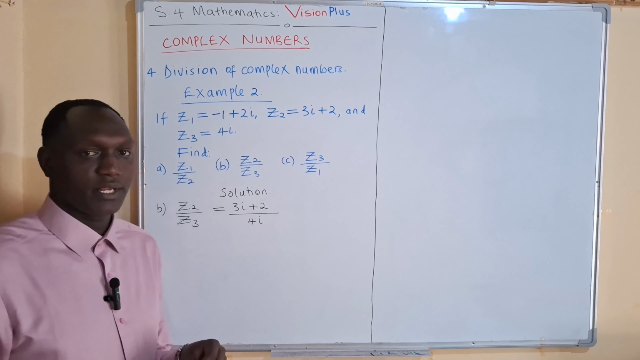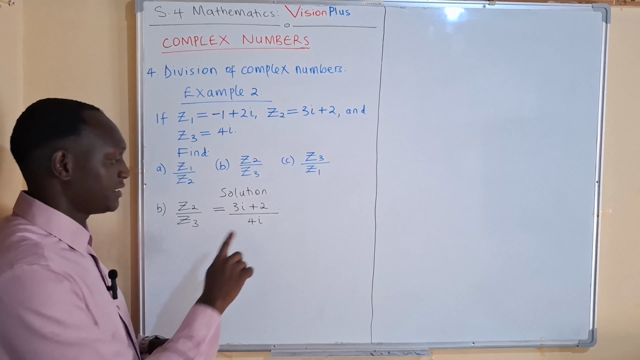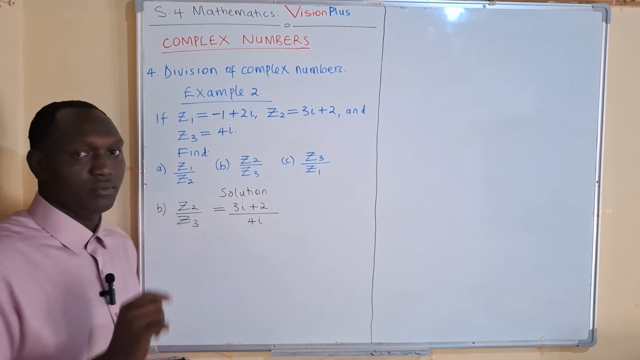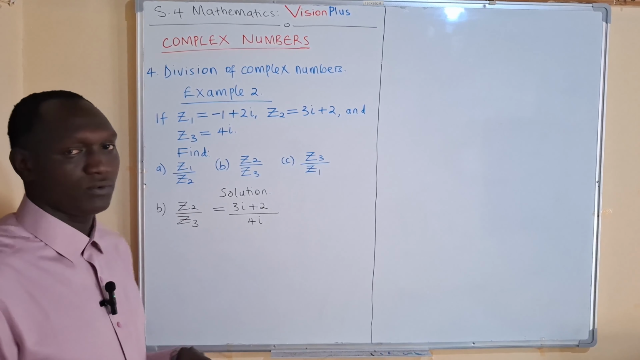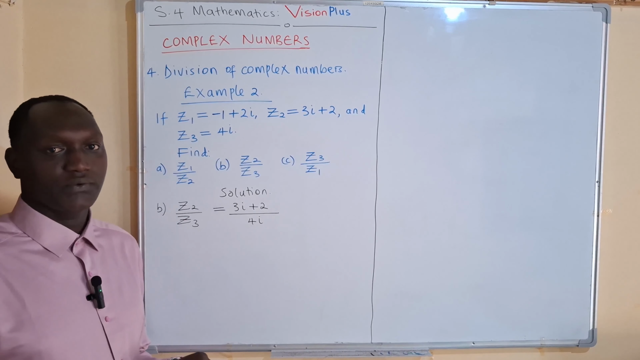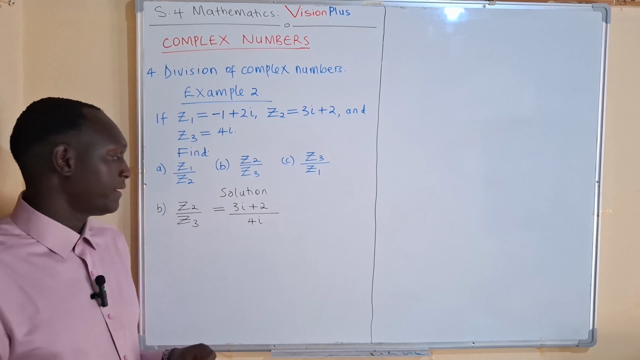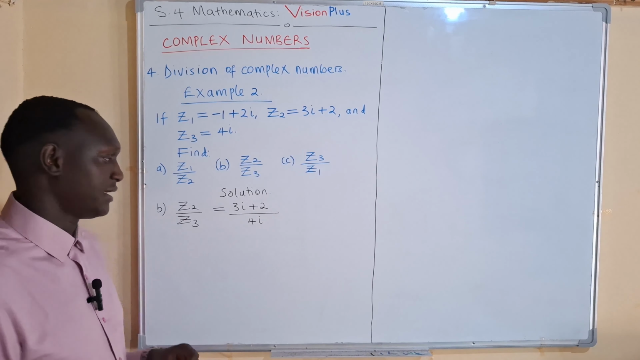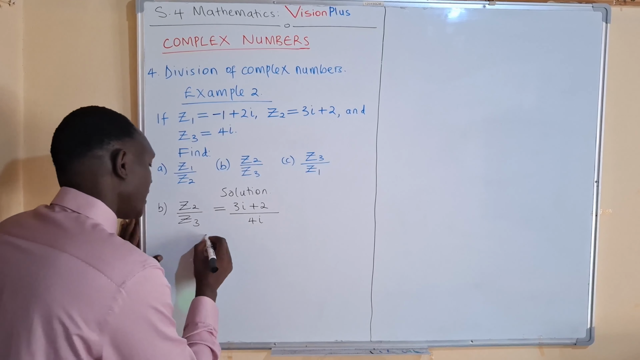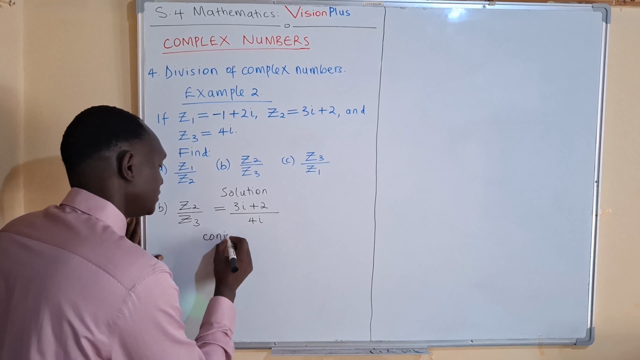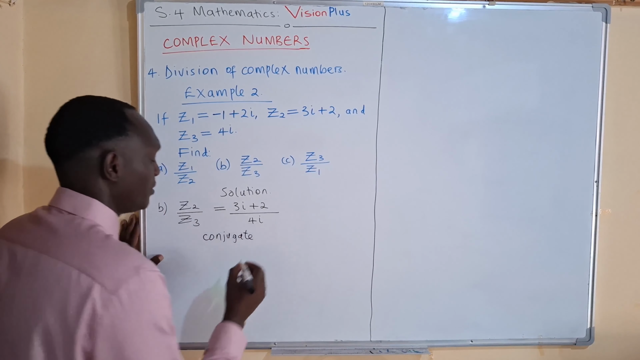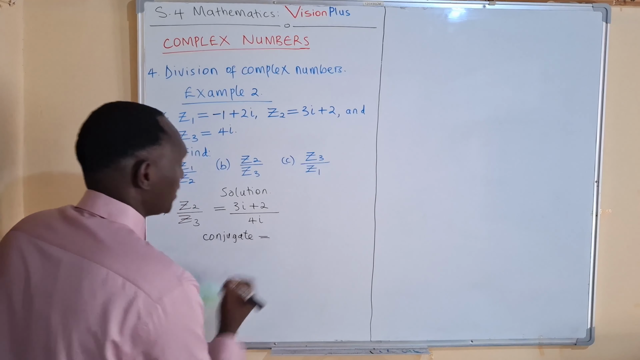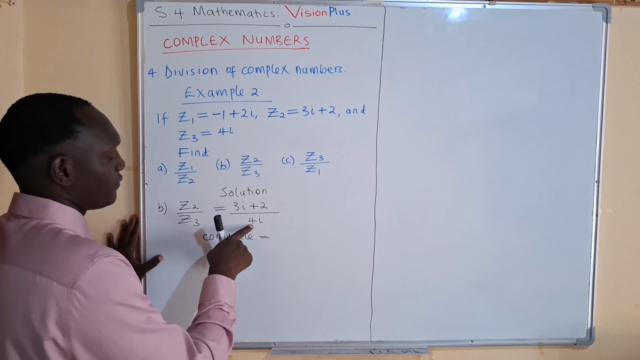What is our aim when we are dividing complex numbers? Our aim is that we don't need i to be on the denominator. So what we do is we find possible ways to get rid of the i on the denominator. How do we do that? We do that by getting the conjugate of the denominator, strictly the conjugate of the denominator. What is the conjugate of 4i?